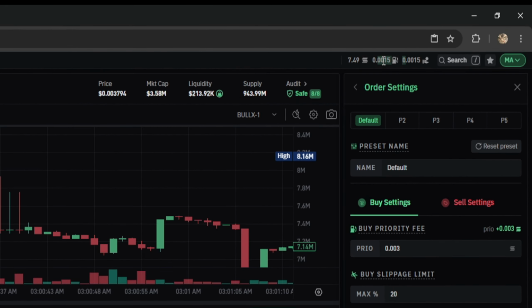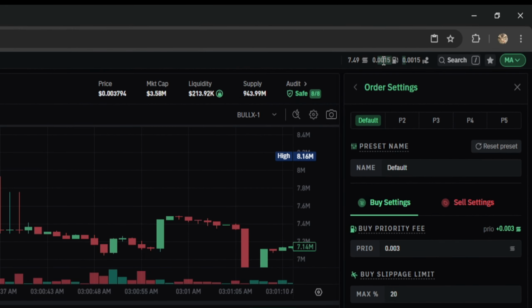So next is buy slippage. This is essentially the difference from the price where you set your order to fill. So for example, if I bought right there, say my slippage is 20. Essentially if I put the fill there, it can either go up 20% this way or 20% down.